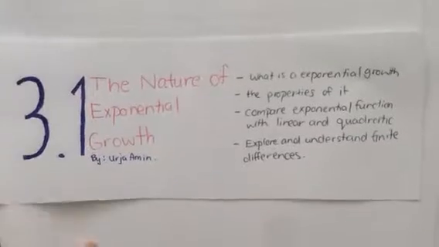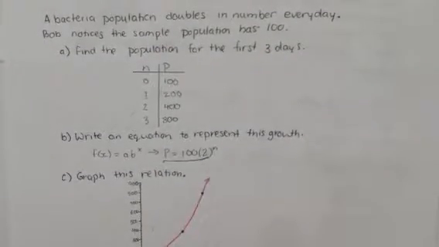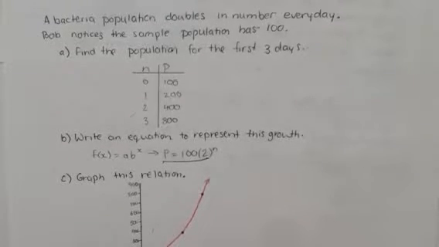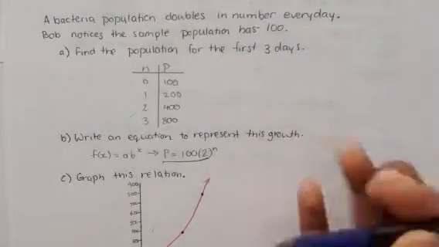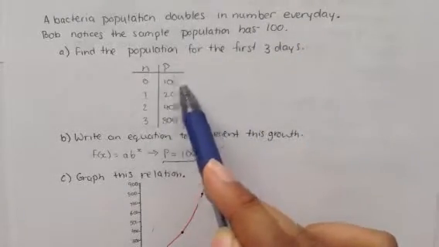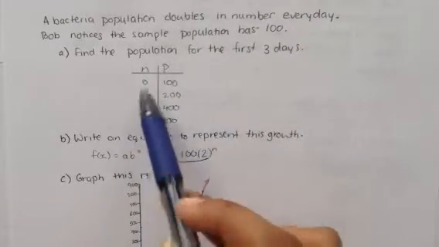So let's take a look at our first word problem. It says a bacterial population doubles in number every day. Bob notices the sample population has 100. So find the population of the first 3 days. What I did was I just made a table of values for the first 3 days, starting at 0, which had 100 because it states that in the problem. You just multiply each number by 2 to get the value for the next day.